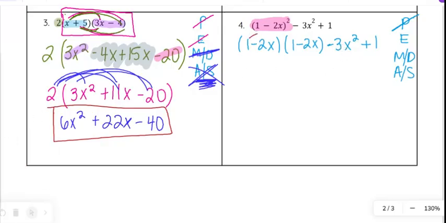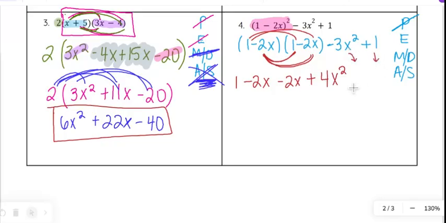So we go ahead and distribute 1 times 1, 1 times negative 2x, negative 2x times 1, and negative 2x times negative 2x. So 1 times 1 is 1. 1 times negative 2x is negative 2x. Negative 2x times 1 is negative 2x. And negative 2x times negative 2x is positive 4x squared. And then we bring down our other 2 terms that we still have, minus 3x squared plus 1.